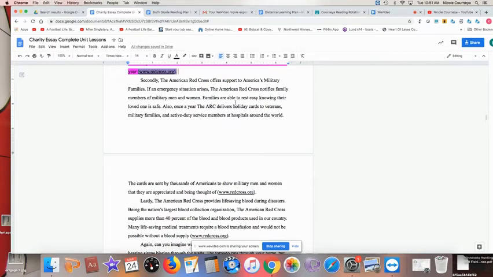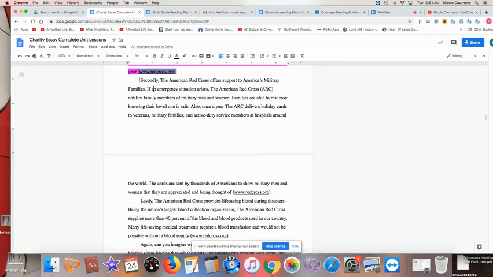Okay, so first of all, I see a mistake in here where it says the ARC. I was kind of confused, like what is the ARC? So up here where it says American Red Cross, after it, I should say ARC, so that anybody who sees this ARC later on knows exactly what I'm talking about. It's short for the American Red Cross.